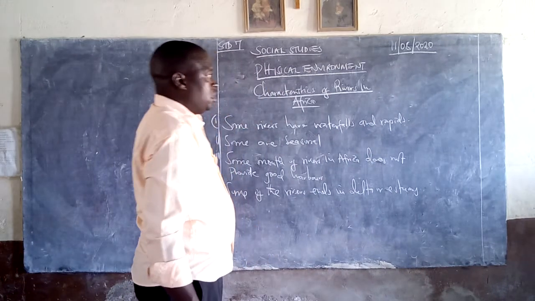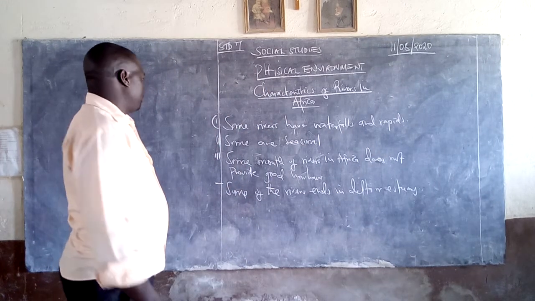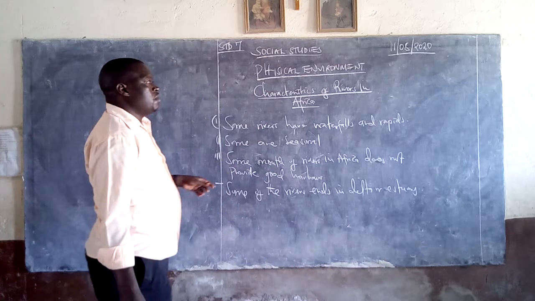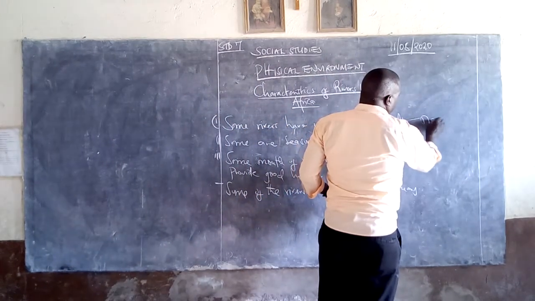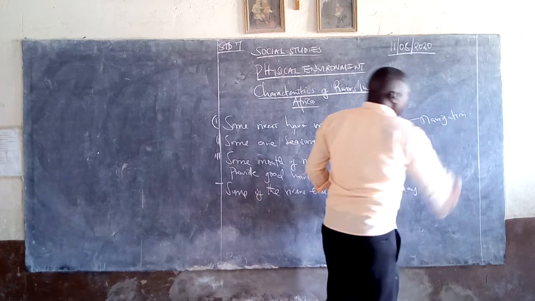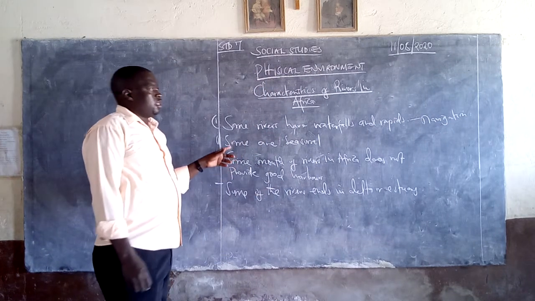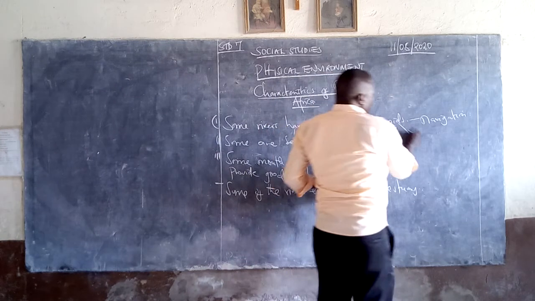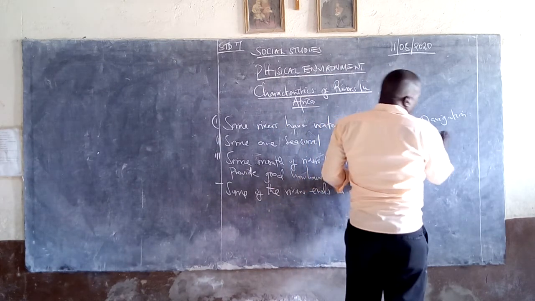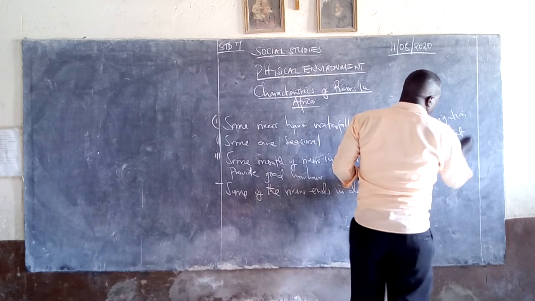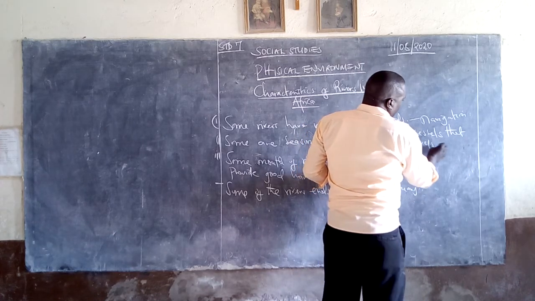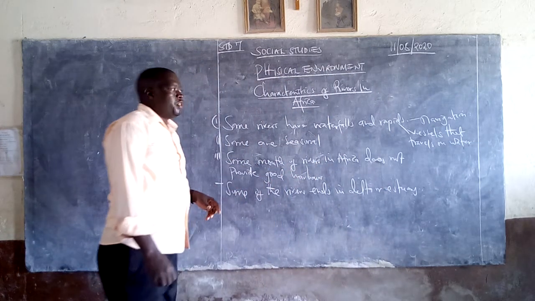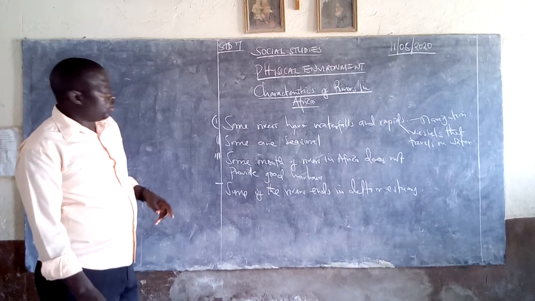I want to stress this point that we have written. So we are saying that rivers have waterfalls and rapids. Now, this makes it impossible for what is known as navigation. When you talk of navigation, we are talking about vessels that travel on water. So due to the waterfalls and the rapids, it is going to be impossible for navigation to take place.